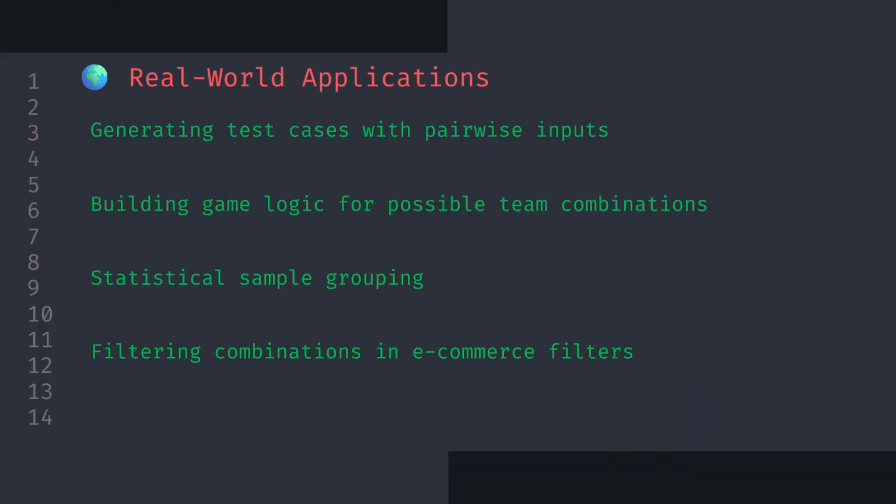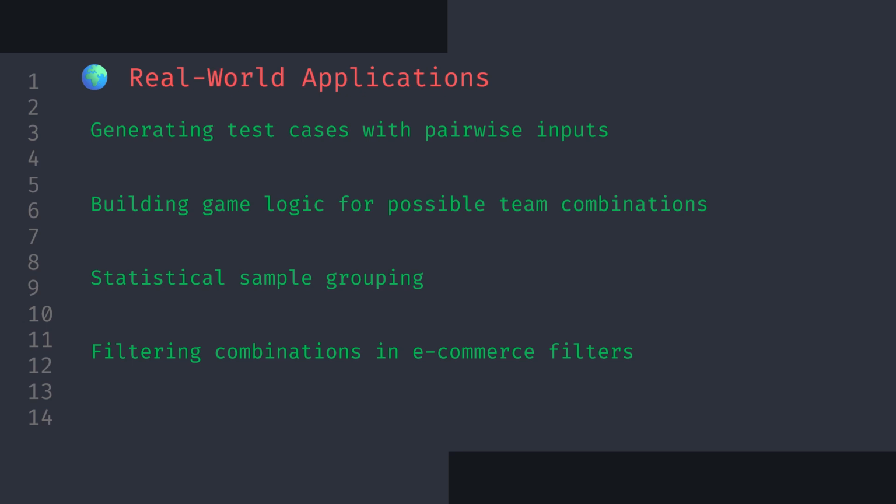Fixed length subset combinations have real-world use in testing, analytics, and UI filters. You might use them for product bundles, team groupings, or survey logic. This technique also appears in coding interviews and algorithm problems.